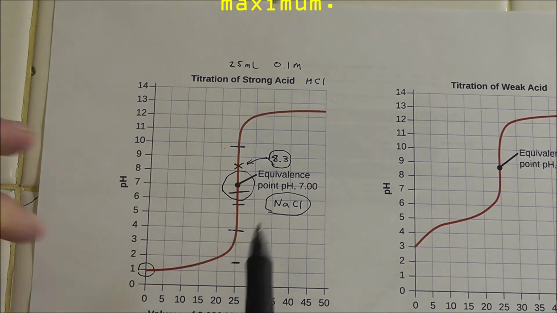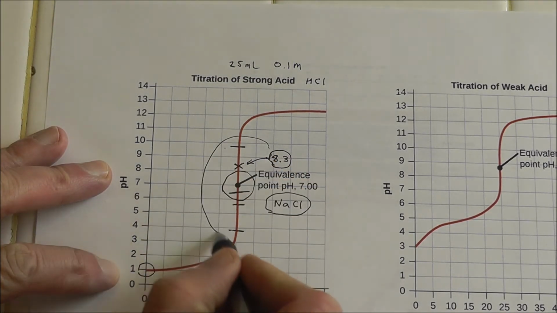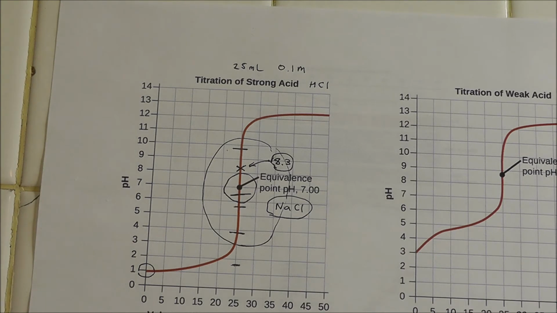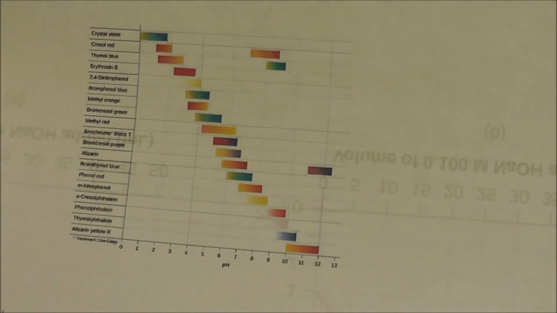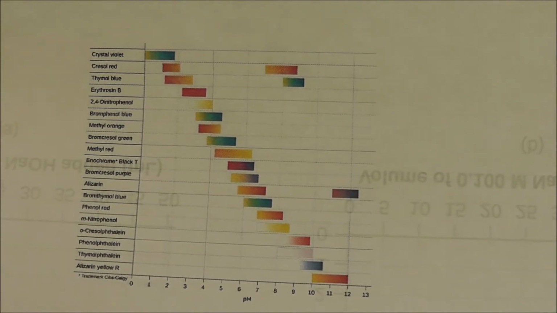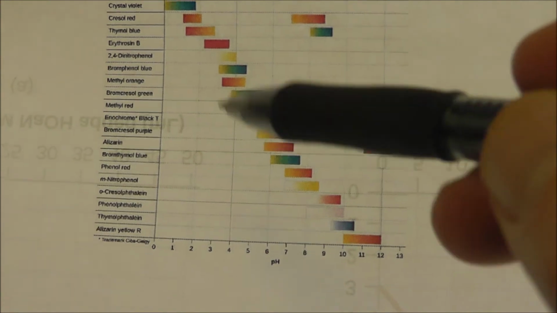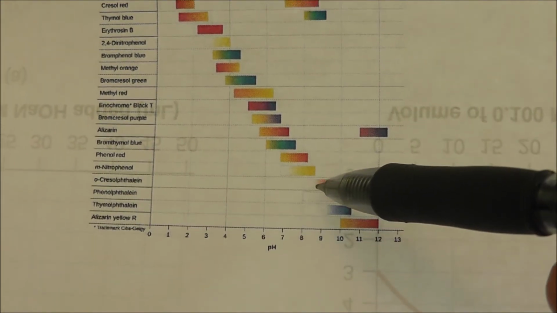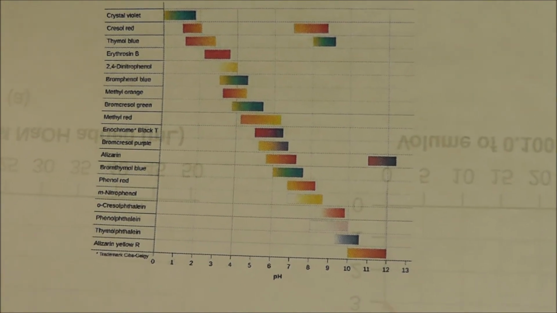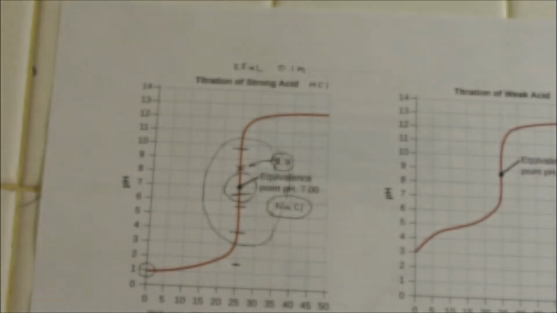So it turns out we can use anything in this range, a couple pH points to each side. So I want you to flip over your handout and take a look. There's a chart of all sorts of different indicators. And so we could have actually used anywhere from methyl red all the way up to phenolphthalein for this strong acid, strong base titration.